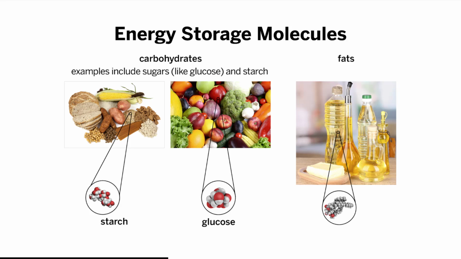Energy storage molecules: carbohydrates. Examples include sugars, like glucose, and starch, and fats. An energy storage molecule is any molecule that organisms can use to release energy. There are a lot of different types of energy storage molecules. You might be familiar with glucose, which is a specific type of sugar. Glucose is used to release energy during cellular respiration. Energy storage molecules also include fats and carbohydrates like sugars and starch.